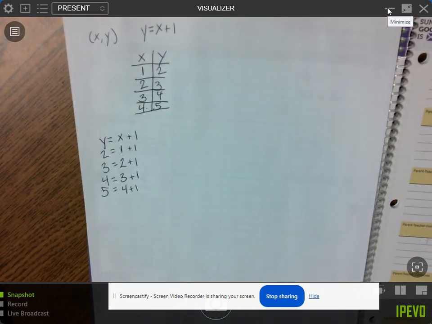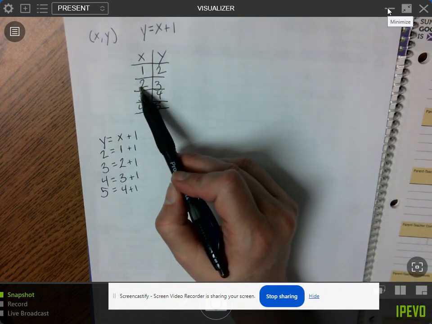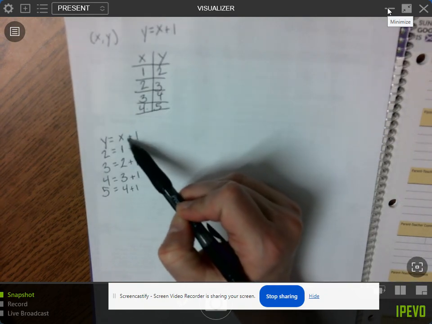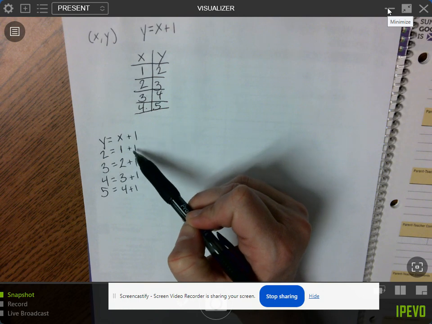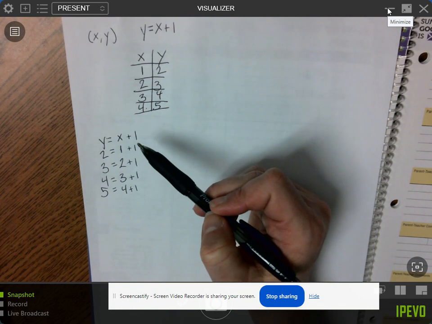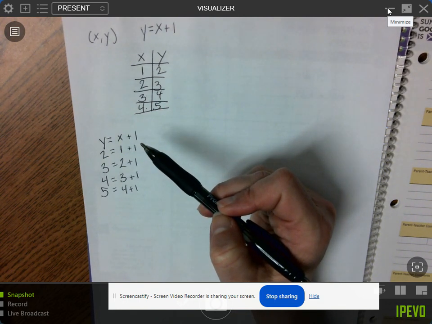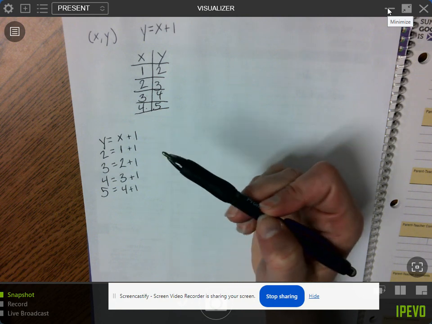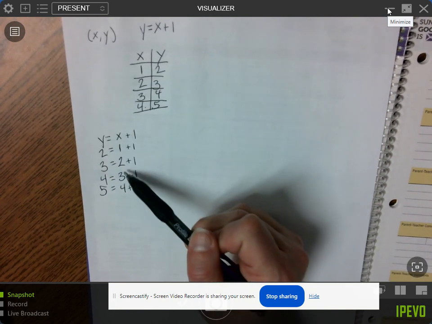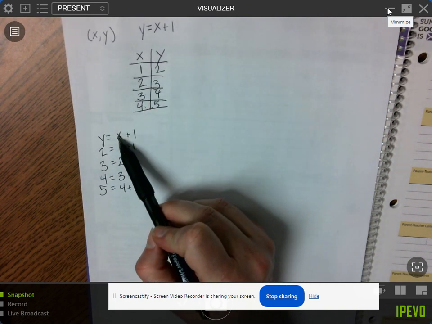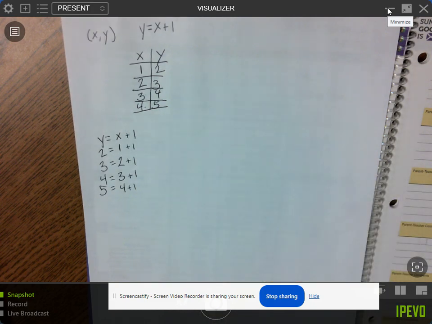That one was a little bit easier, right? If I put a 1 in, I get a 2. If I put a 2 in, I get a 3, because I'm only adding 1 every time. If I put a 10 in for my X, what would I get? 11. So I don't have to go in order. I can say 10 plus 1 would have gotten me 11.